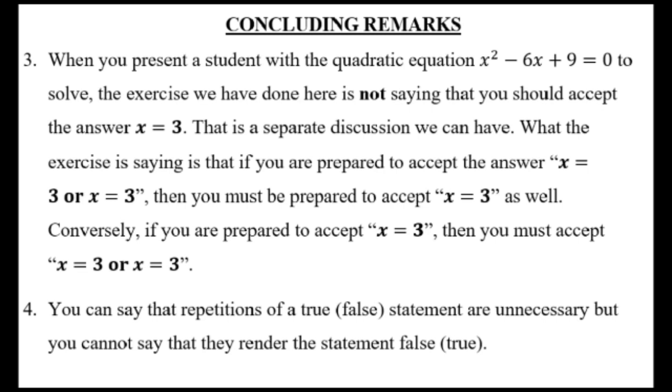What implications do our results here have for our solutions to quadratic equations having repeated roots? When you present a student with the quadratic equation x squared minus 6x plus 9 equals 0, our result is not saying that you should accept the answer x equals 3. Neither is it saying that you shouldn't accept. That is a separate point which we can discuss.